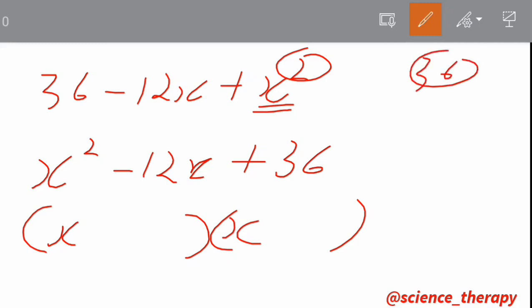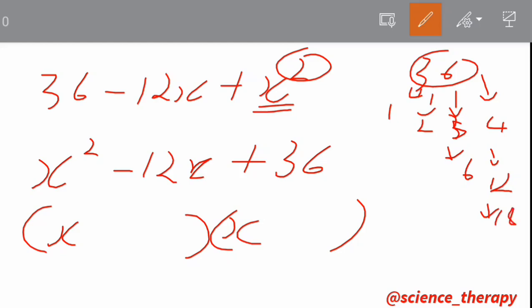Now we are looking at the factors of 36. We have 1, 2, 3, 4, 6, 12, and then lastly, we also have 18, and then 36, right?